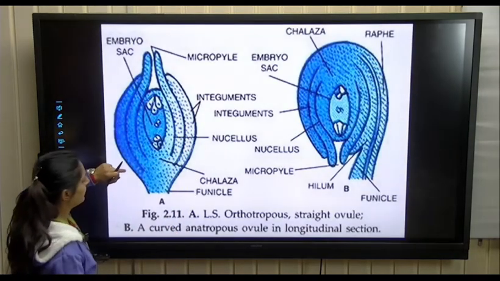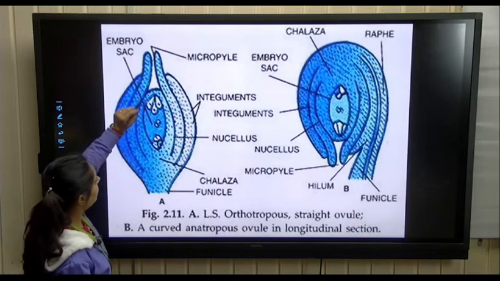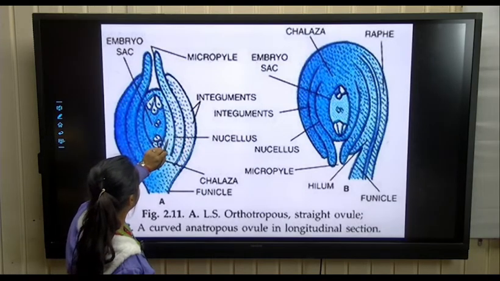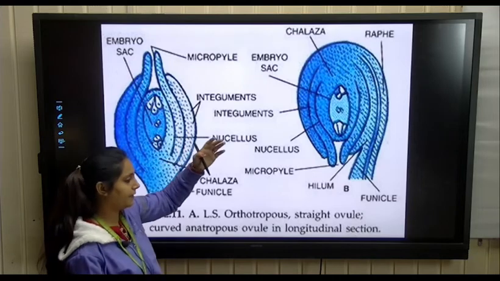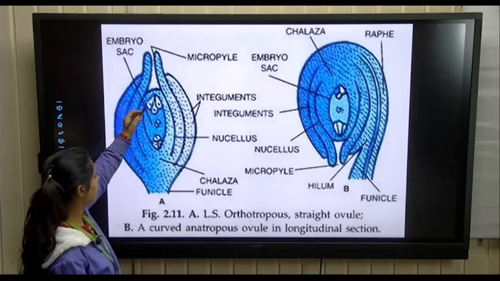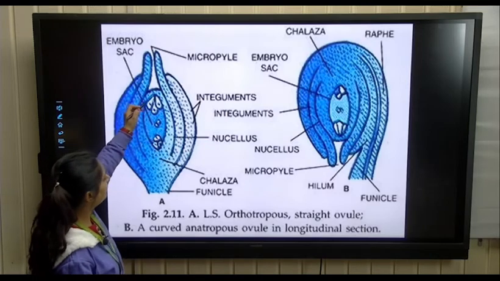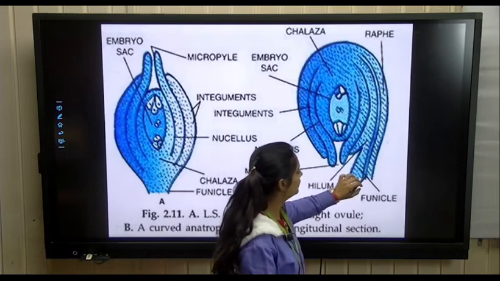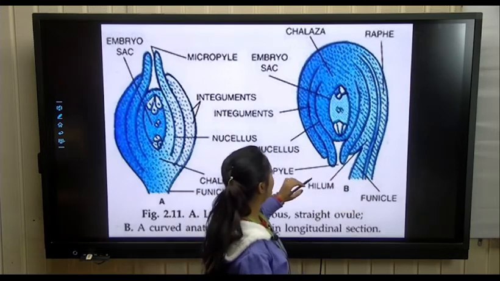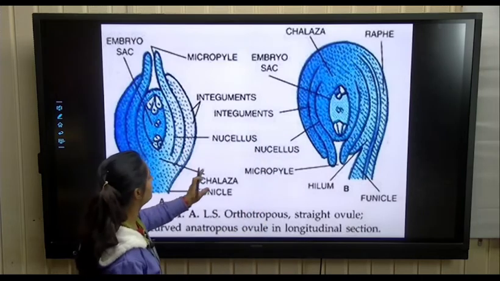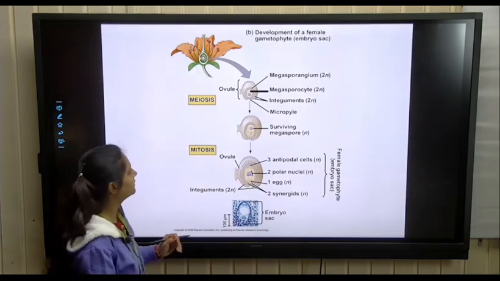This is the embryo sac we have just discussed. Chalaza end, micropyle end, integuments, and this is the nucellus, a single layer. We discussed that the parietal cell forms the nucellus. This is 2 to 3 layered or single layered, and this is inside the ovule. This is the stalk of the ovule, known as the funicle. So this is the structure of the LS of the ovule, where LS is longitudinal section.